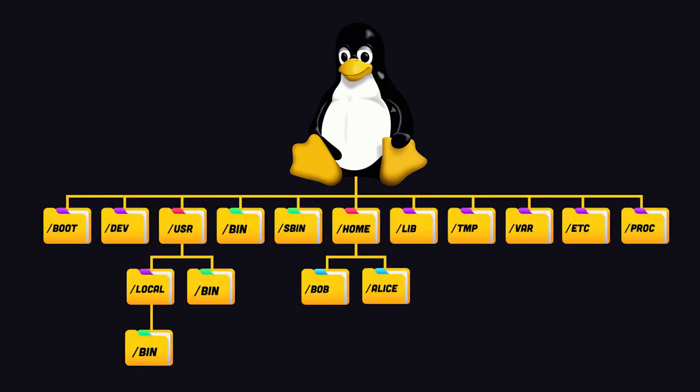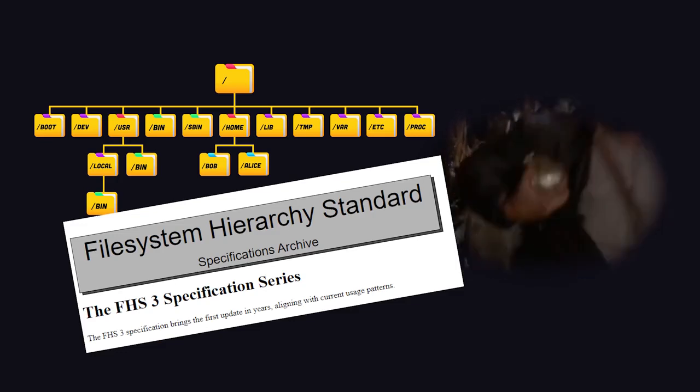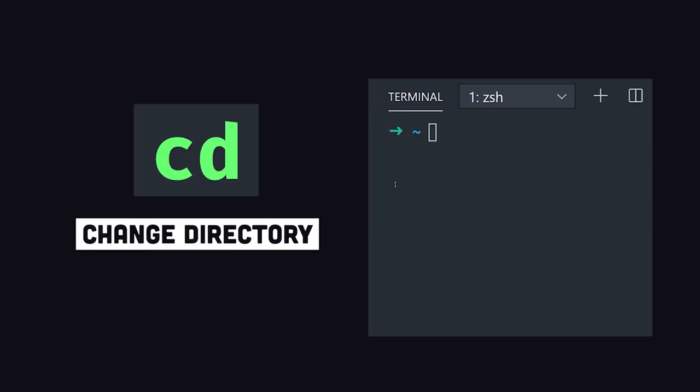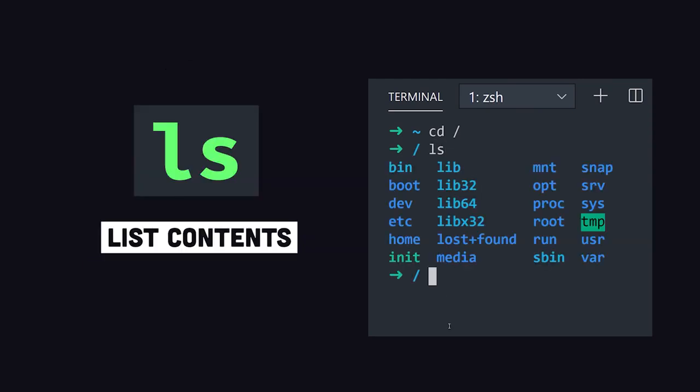The Linux file system. It's a cryptic labyrinth of directories defined by the file system hierarchy standard. Navigate through it with the change directory command. cd / drops you into the root. Then with the ls command, we can list out the contents of this directory.